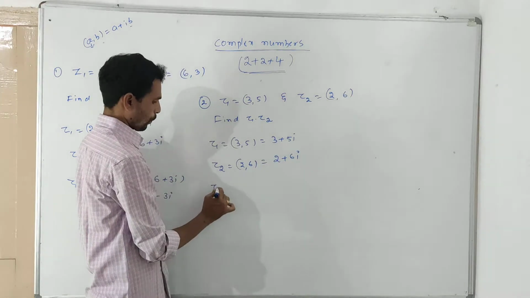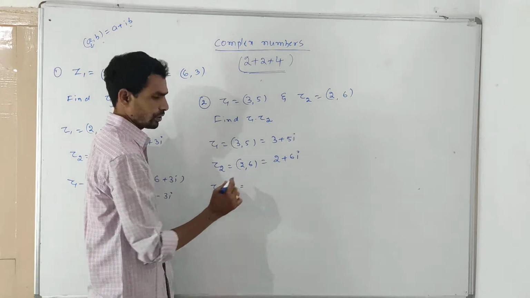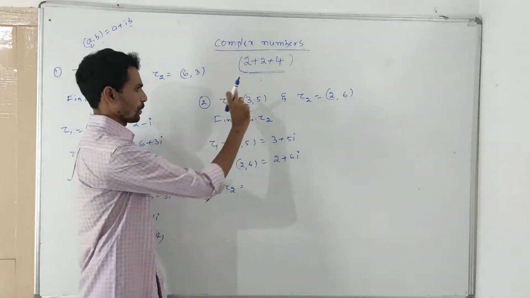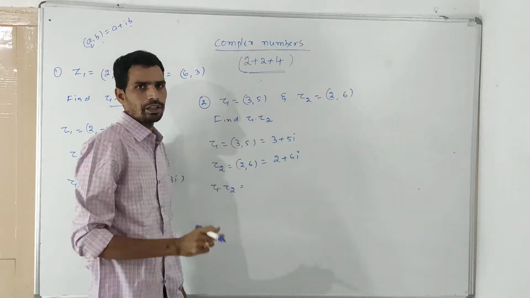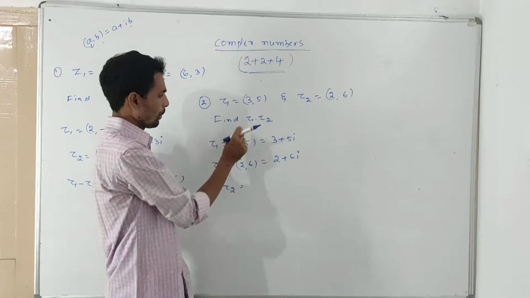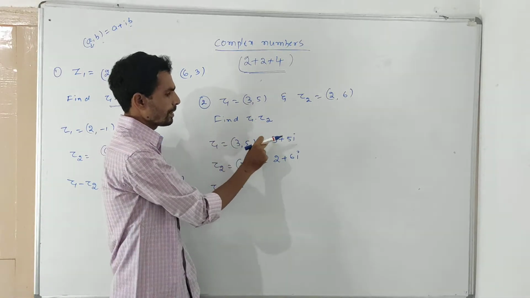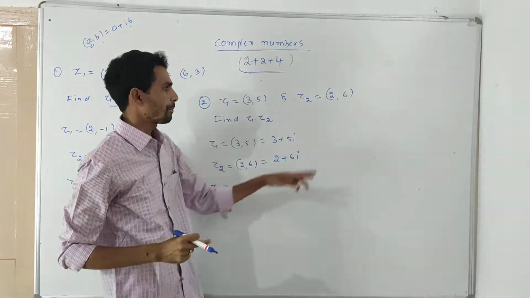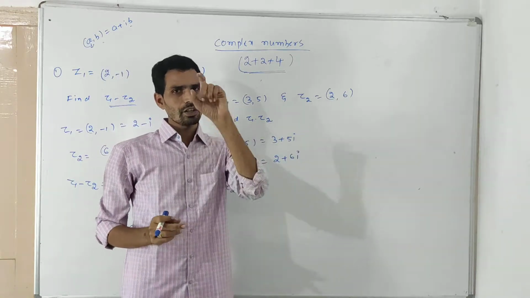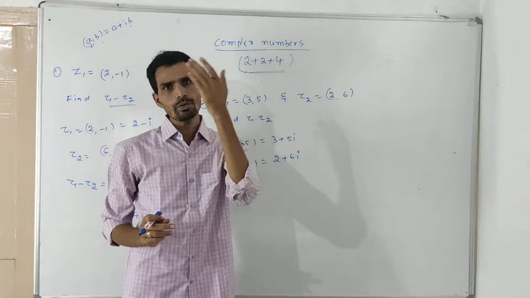What do you want? You want z1 into z2, the first complex number into the second complex number. They give two complex numbers, first one and second one, and they ask the question z1 into z2, first one into second one. First one, 3 comma 5, can be converted into 3 plus 5i. Similarly, 2 comma 6 can be converted into 2 plus 6i. You want z1 into z2.